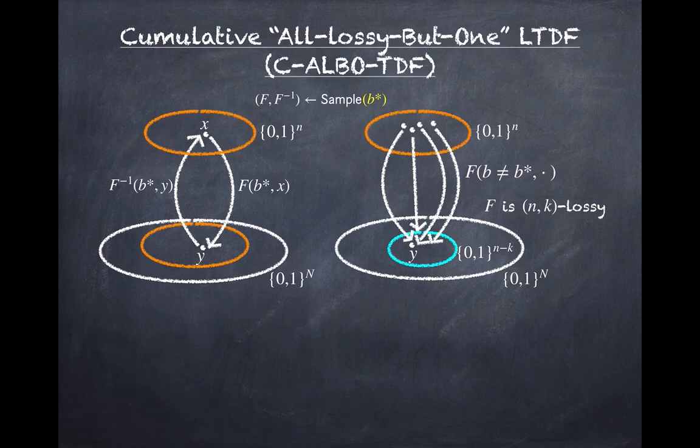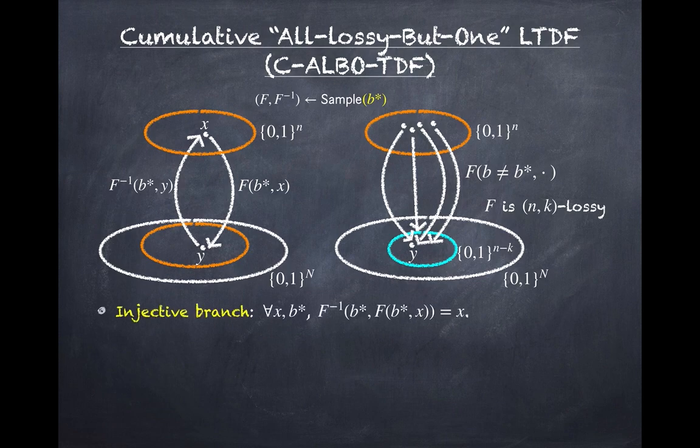We also introduce a richer abstraction of a cumulative LTDF, which we call a cumulative All-But-One lossy trapdoor function. So this is similar to a CLTDF, but in the sense that it is a branch-based notion. And we require the property that only one branch is injective and all other branches are lossy. And this injective branch is used to sample the function f and f inverse. So note that this property is actually complementary to the property of all-but-one lossy trapdoor functions that is known from the literature.